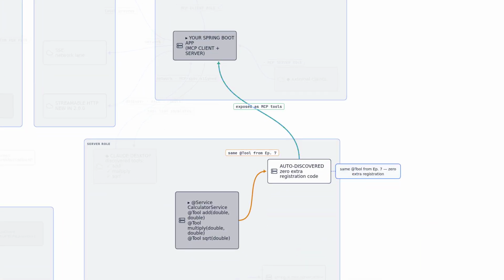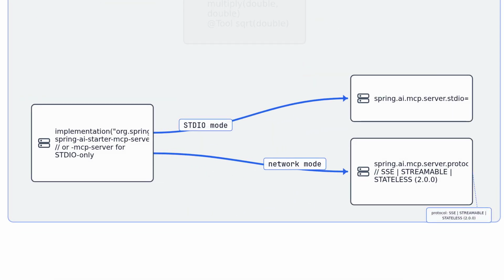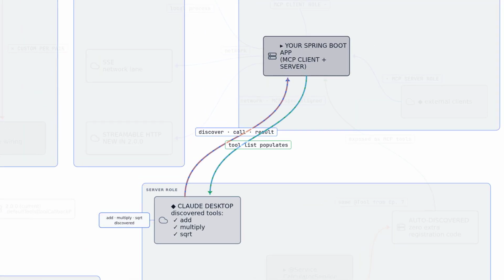Flip the direction. The exact same @Tool methods from Episode 7, with no new registration code, become an MCP server's tool list automatically. One property picks the transport, stdio equals true, wires it for Claude Desktop as a local subprocess. Protocol picks SSE, streamable, or stateless for a network client. Now Claude Desktop, or any MCP client or a teammate's agent, can call the exact same tools you wrote for your own app, discovered automatically.